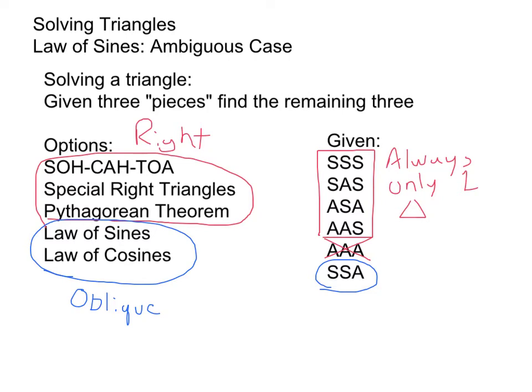Now what we have to recognize is this word always from up above. Given these four original possibilities, side-side-side, side-angle-side, or angle-angle-side, there's always just one triangle. But with side-side-angle, sometimes there's one triangle, sometimes there's more than one triangle, and sometimes there's no triangle at all. That's why we use the word ambiguous. We're not quite sure yet what's going to happen. We have to dive deeper into the information to figure it out. And that's what we're going to talk about today. What happens if given a side-side-angle triangle?